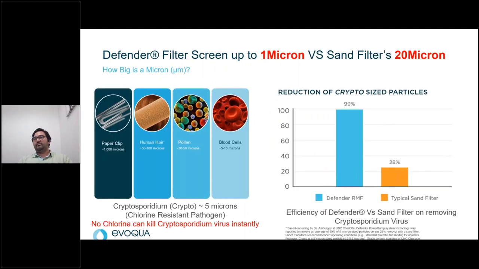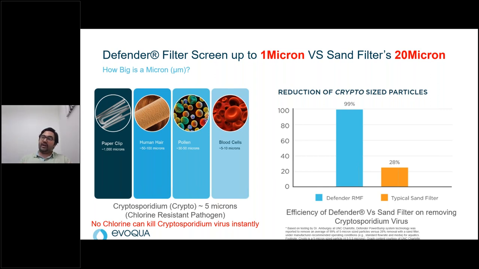So what is 1 micron filtration versus 20 micron filtration from sand filter? If you see on the left, those are reference of particle size. Even blood cells, Defender filter can filter them out. But the most focus of microorganism or virus is Cryptosporidium. These are the ranked number one virus that happen to a well-treated pool, even in developed countries like US, Europe, and even Australia. These are basically viruses that are introduced to the pool by the bathers themselves, who have illnesses of diarrhea, for example.